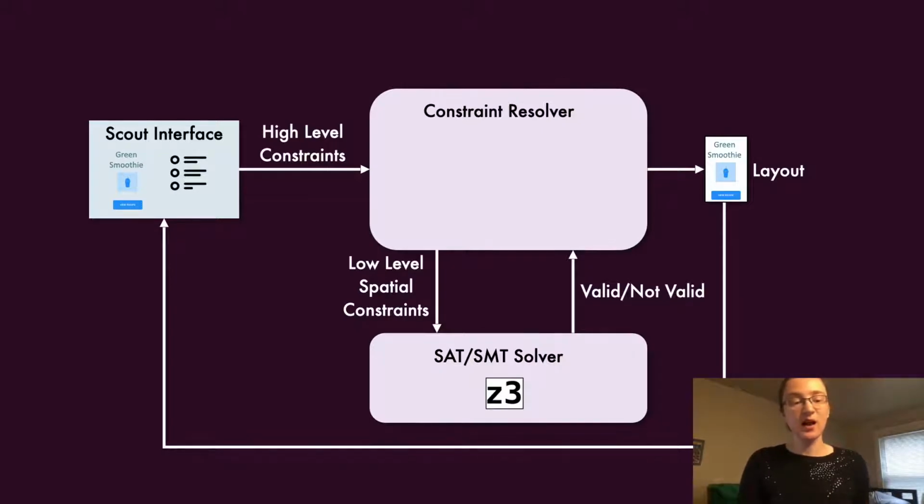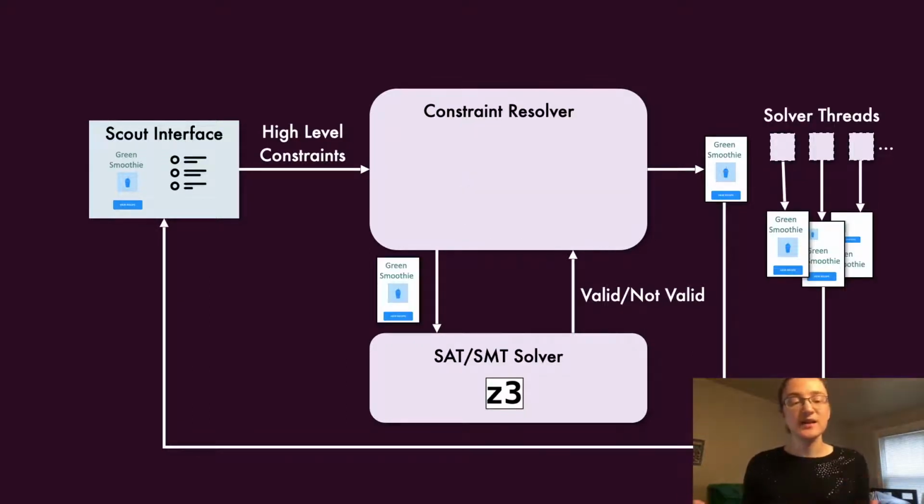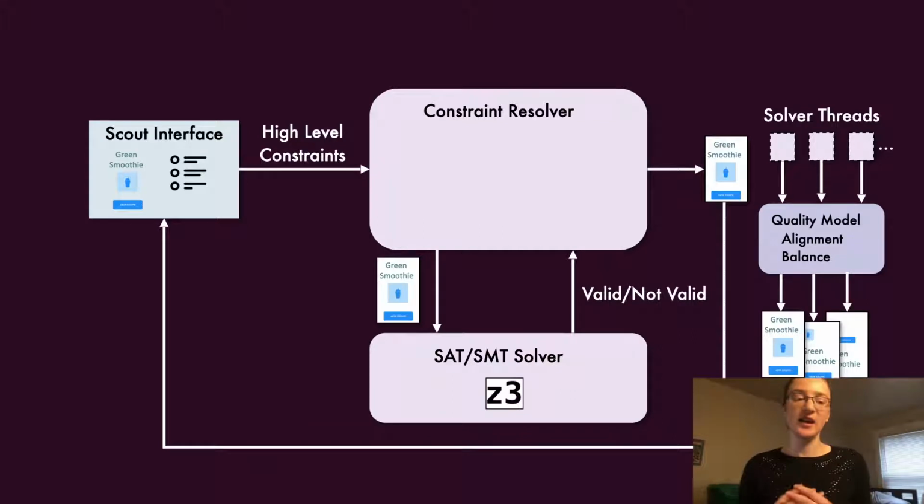So within Scout, we developed these translations to convert high-level constraints into low-level spatial equations. And another consideration in building Scout was scalability. So due to the size of possible layouts Scout can generate, we had to get creative to have the solver generate many layouts interactively. So we built Scout as a multi-threaded application so that it generates multiple layouts using these different algorithms in parallel.